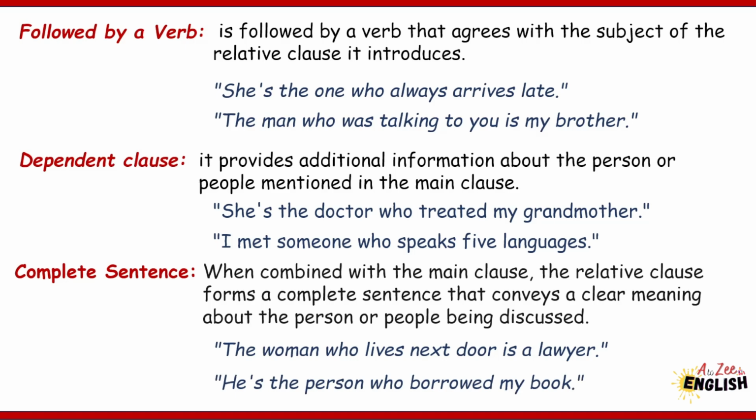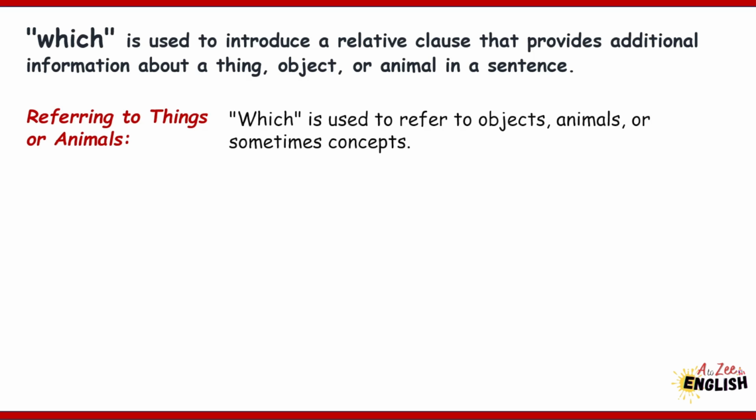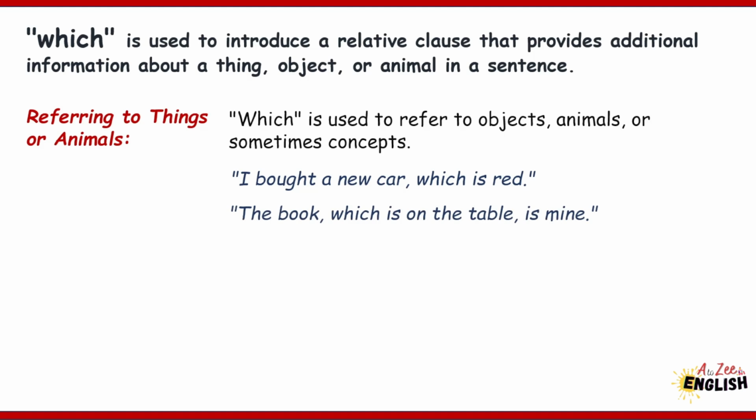Next relative pronoun is which. Which is used to introduce a relative clause that provides additional information about a thing, object, or animal in a sentence. It refers to things or animals. Which is used to refer to objects, animals, or sometimes concepts. For example, I bought a new car which is red. The book which is on the table is mine.